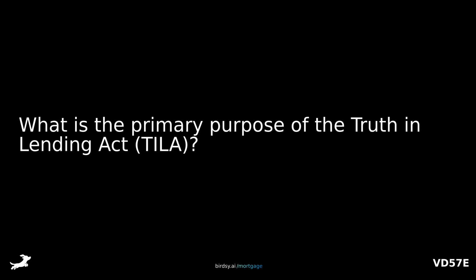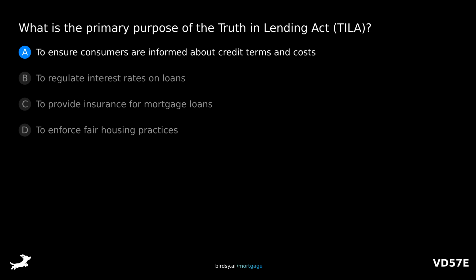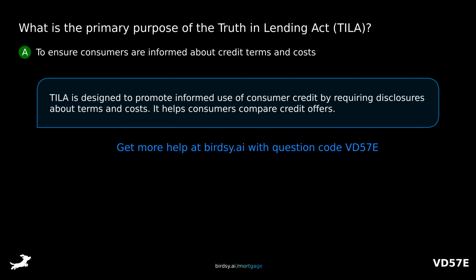What is the primary purpose of the Truth in Lending Act? Is it A, to ensure consumers are informed about credit terms and costs, B, to regulate interest rates on loans, C, to provide insurance for mortgage loans, or D, to enforce fair housing practices? The answer is A, to ensure consumers are informed about credit terms and costs. TILA is designed to promote informed use of consumer credit by requiring disclosures about terms and costs. It helps consumers compare credit offers.